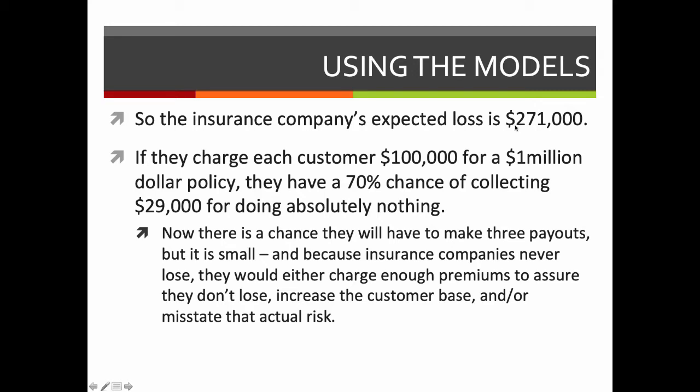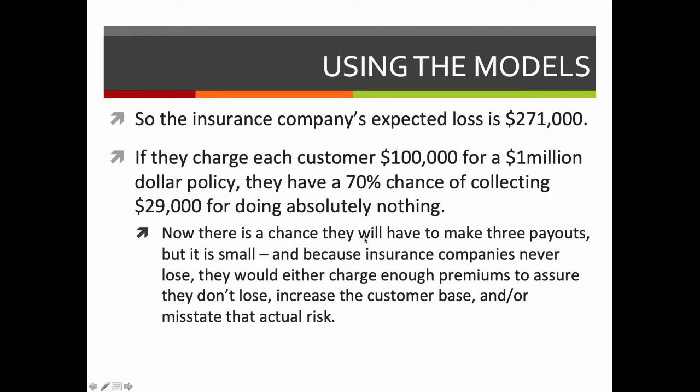And thus it's $29,000 more than our expected loss. So we have a 70% chance of producing $29,000 of profit. And actually we would produce more than that, because if we get the 70% chance, we don't actually incur an actual loss. And so we take in $300,000, we pay out zero.